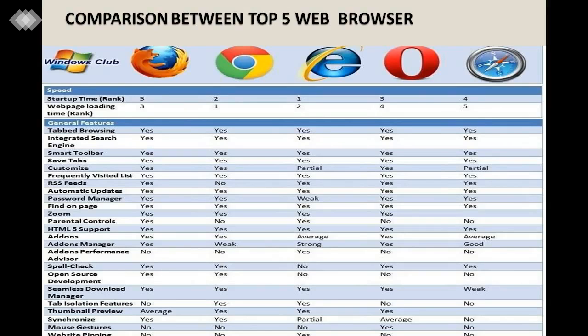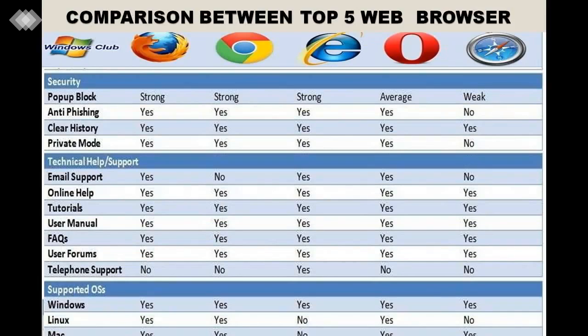Next are some more comparisons related to security, and technical help, in different browsers: security, pop-up blocker, anti-phishing, clear history, and technical help. You can see tutorials, user manuals, and supported OS like Linux and Windows, that is, which browser supports which OS. Here is the comparison of the top 5 web browsers, and these are the top 5 web browsers.